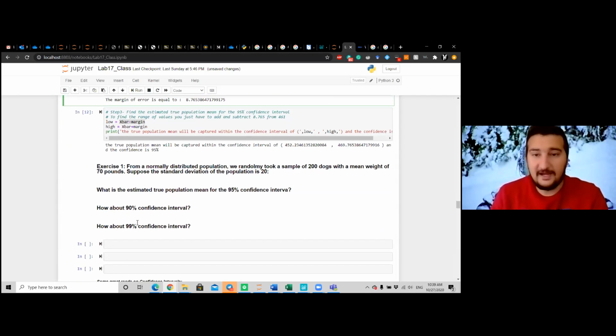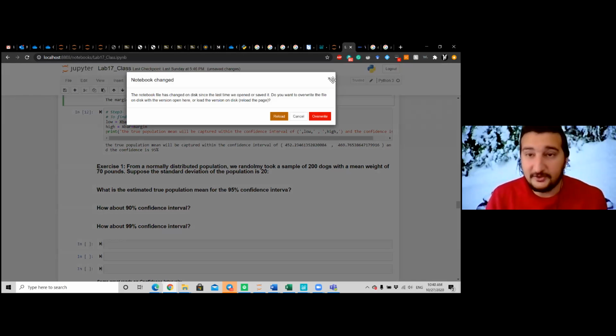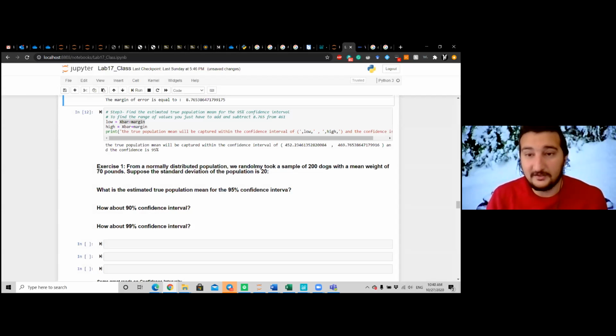So you have one exercise to work on. From a normally distributed population, we randomly took a sample of 200 dogs. And this is dogs because I came up with this example. If it was Dr. Cleveland, it would probably be 200 cats with a mean weight of 70 pounds. Suppose the standard deviation of the population is 20. What is the estimated true population mean for the 95% confidence interval?